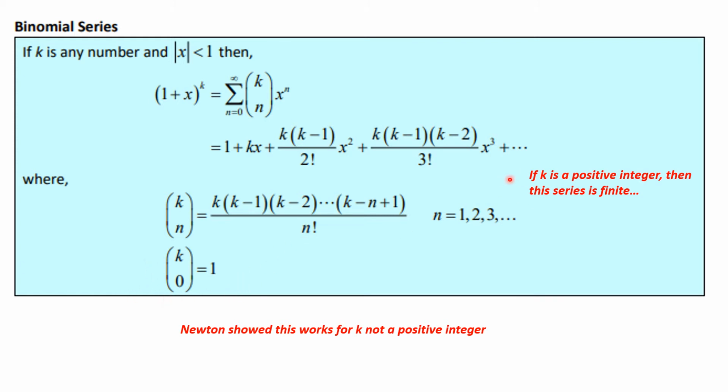Now, if k is a positive integer, then you'll start here, and eventually you'll hit k minus k, you'll have a 0, and 0 the rest of the way, so the series is finite. So in the case where k is a positive integer, this is exactly the binomial theorem that we were talking about. But what Newton showed, and what we will show, is this works for k not a positive integer. And the sum becomes infinite because you never hit 0 in this multiplication.